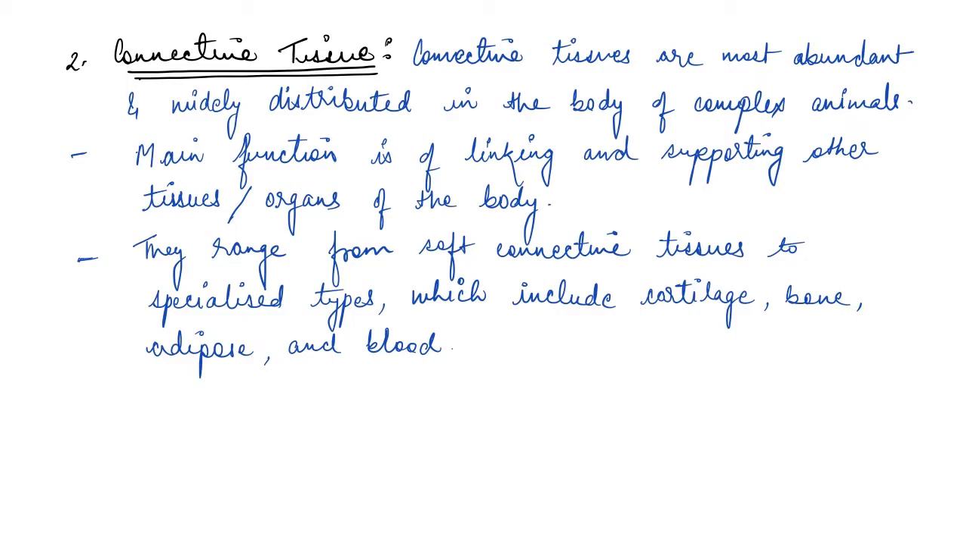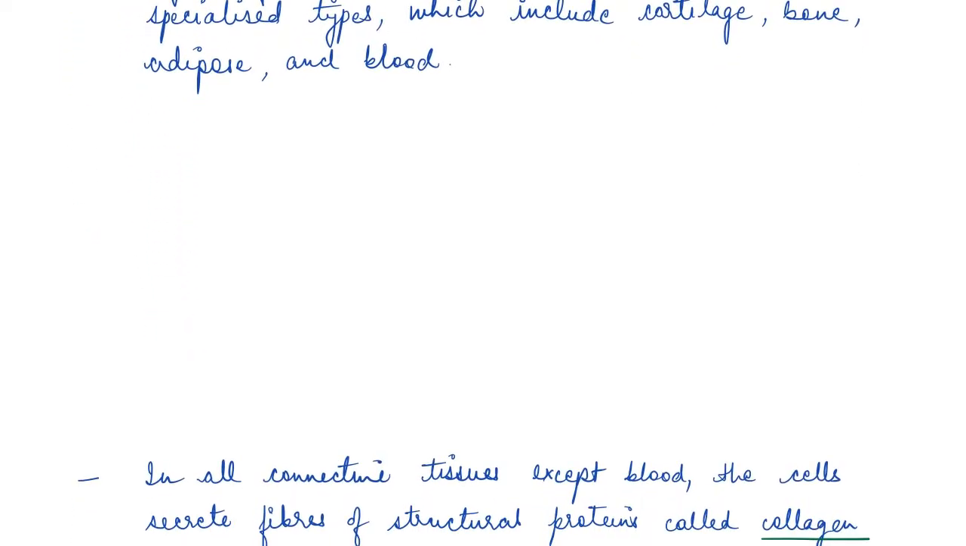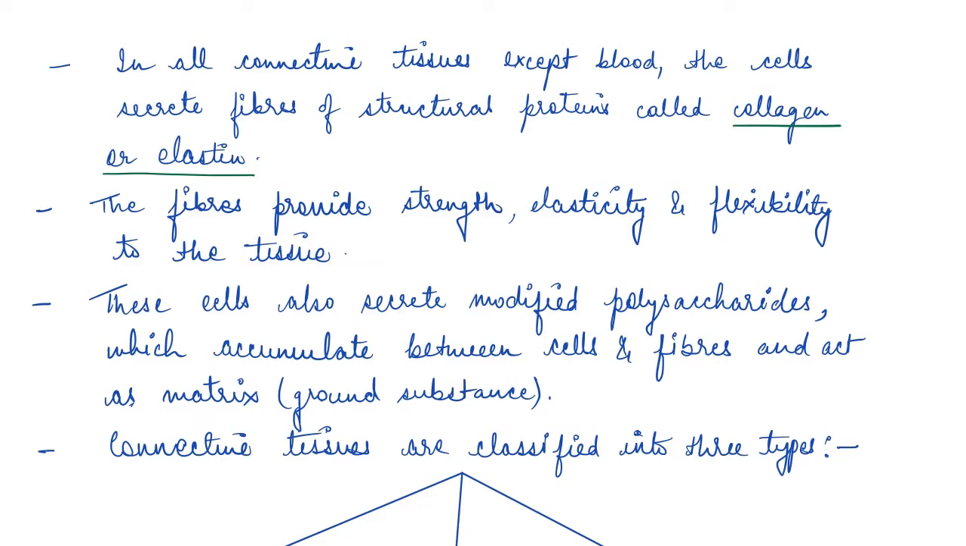Now as I mentioned, it is the most abundant tissue. They range from soft connective tissue to specialized tissues like cartilage, bone, blood, adipose tissues. We'll study all these tissues as per the NCERT syllabus in this video. So basically, the connective tissue connects or supports the other tissues and organs.